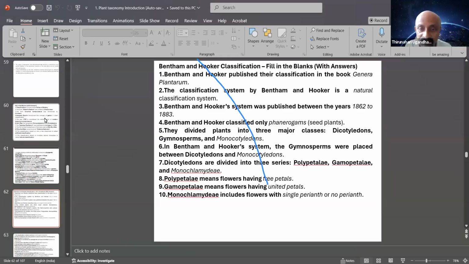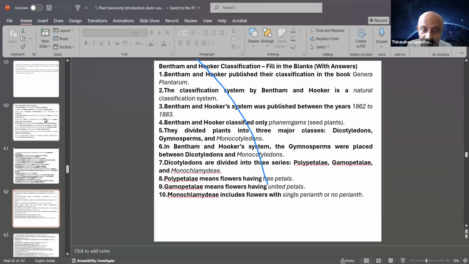The Bentham and Hooker system divided the seed plants into three major classes: dicotyledons, gymnosperms, and monocotyledons. In the system, the gymnosperms were placed between the dicotyledons and monocotyledons. The dicotyledons are divided into three series: polypetalae, gamopetalae, and monochlamydeae.